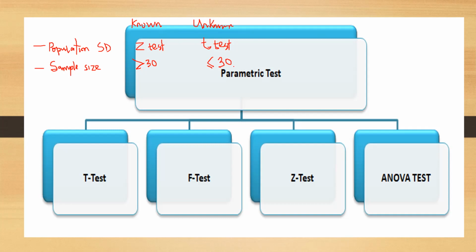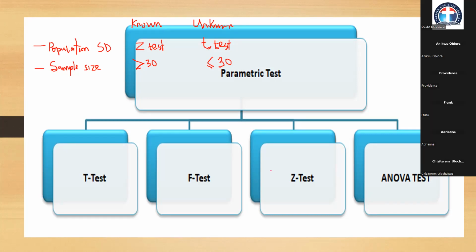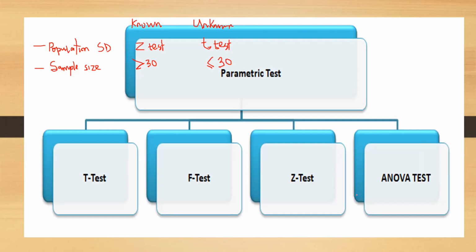Chinemerem, is it clear? Obiora. Austin. Sir. Is it clear? Chisom. Yes, sir. It's clear. Frank. Are we together? Yes, sir. Okay. How about Victor? Victor, can you hear me? Yes, sir. Is it clear to you? Yes, sir. Tracy, is it clear?